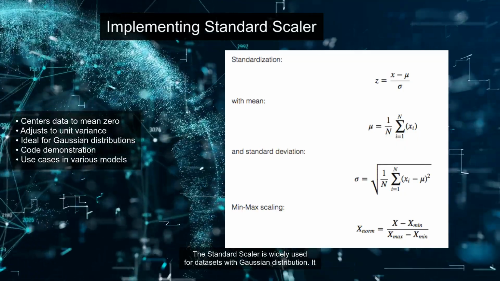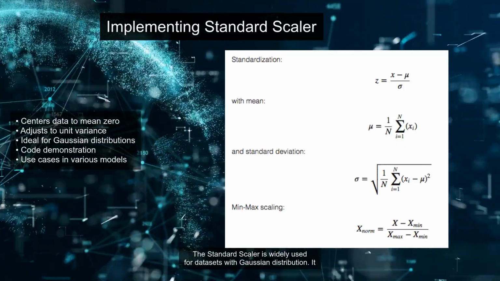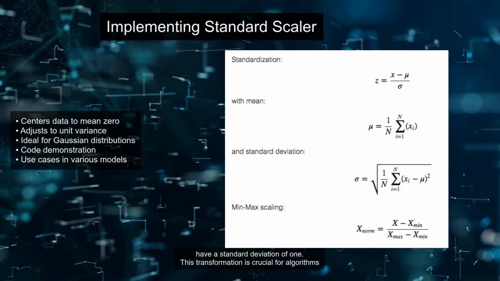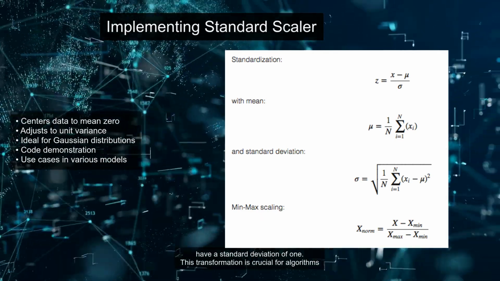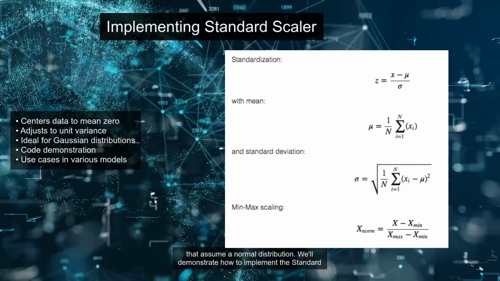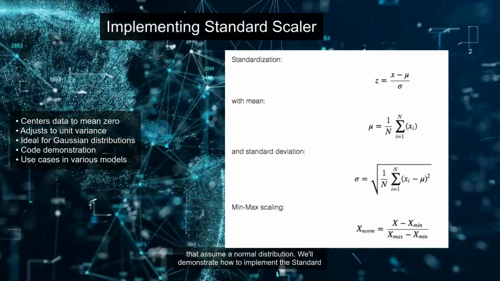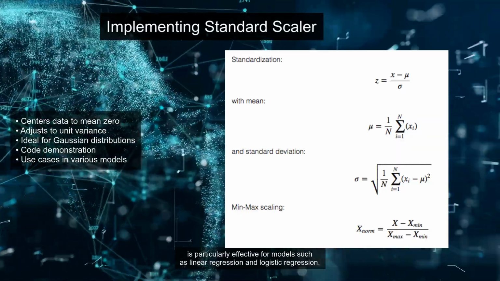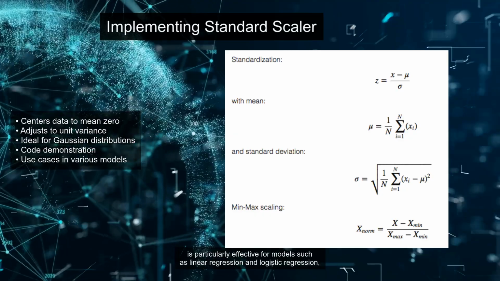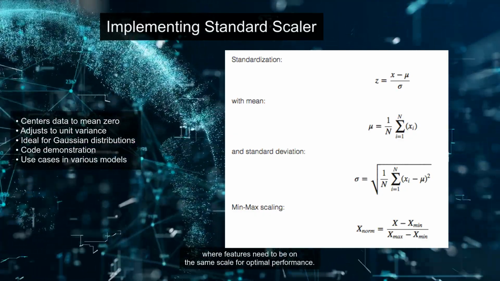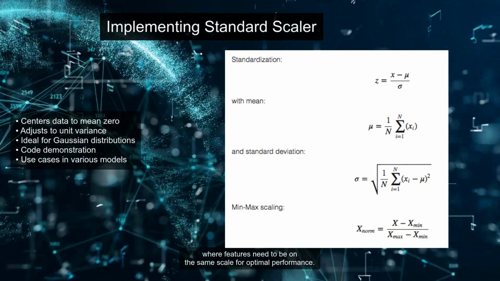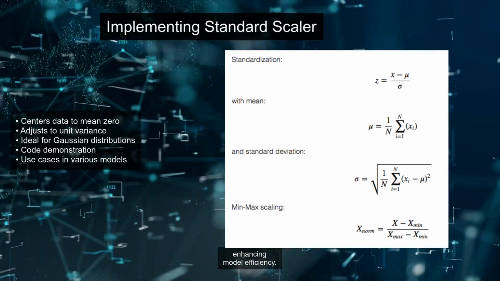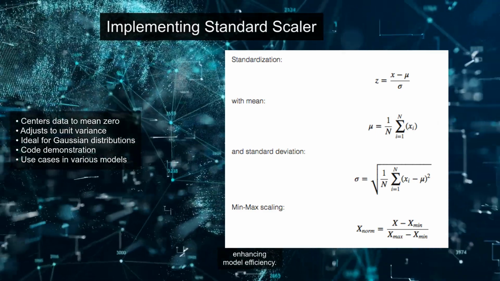The StandardScaler is widely used for datasets with Gaussian distribution. It centers data to have a mean of 0 and scales it to have a standard deviation of 1. This transformation is crucial for algorithms that assume a normal distribution. We'll demonstrate how to implement the StandardScaler using Scikit-learn, providing code examples and discussing its advantages. The scaler is particularly effective for models such as linear regression and logistic regression, where features need to be on the same scale for optimal performance. Understanding when and how to use the StandardScaler is key to enhancing model efficiency.